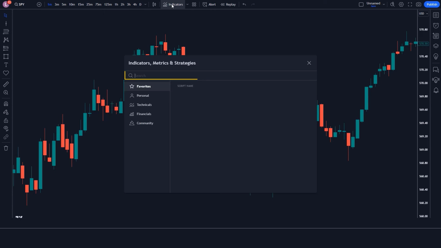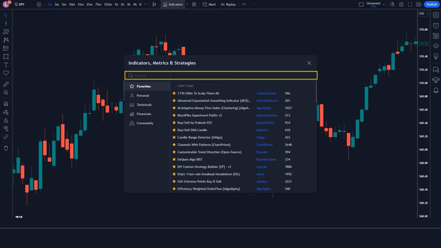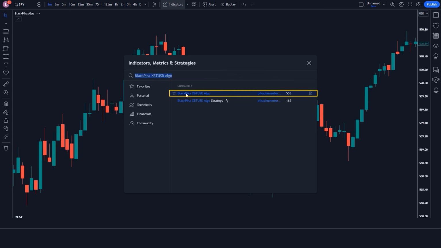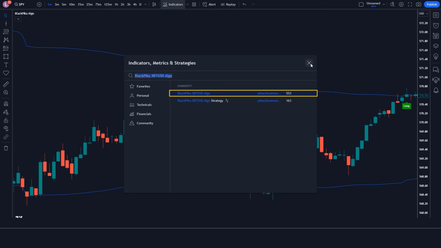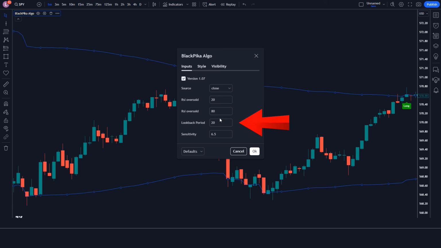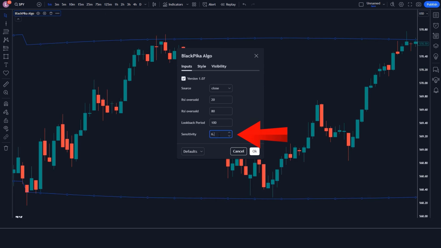First of all, we will search the Black Pika's Algo in the search box of TradingView. After that, we have to click on the Black Pika's Algo option, in which we have to change some settings. We have to change this lookback period option from 20 to 100. We have to change this sensitivity option from 6.5 to 1.7.